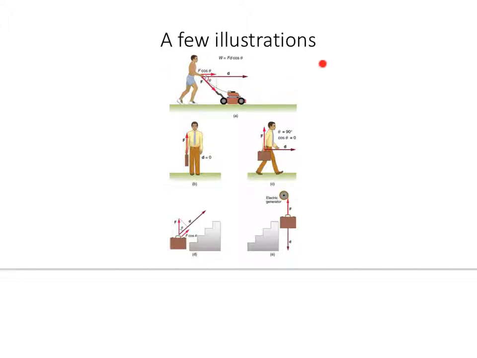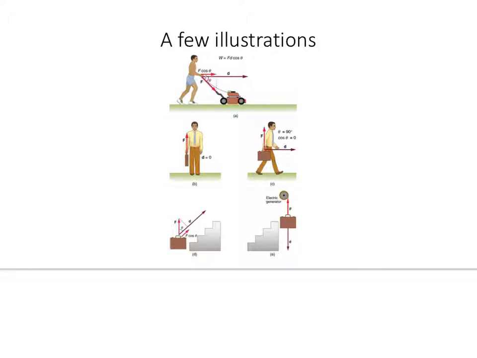Okay, so here are a couple of illustrations that will help you get a better understanding of work. Here's a man that's mowing the lawn. Notice that the force is down in this direction, but the displacement, the mower is moving in that direction. So when you compute the work, you would have to use this angle between the force and the displacement.